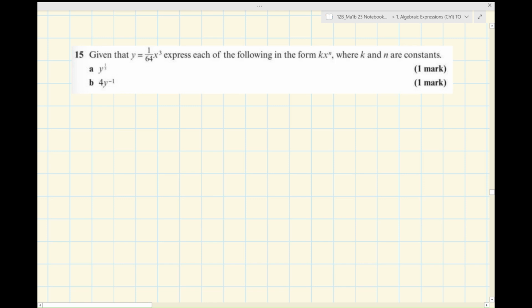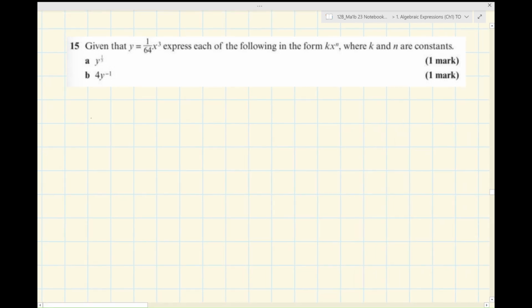Question 15. Okay, so y is 1/64th of x cubed, and in part A, I need to write an expression for y to the power of a third, which is, of course, the cube root of y. So I need to find the cube root of 1/64th of x cubed. Well, the cube root of 64 is 4, so the cube root of 1/64th is a quarter, and the cube root of x cubed is x.